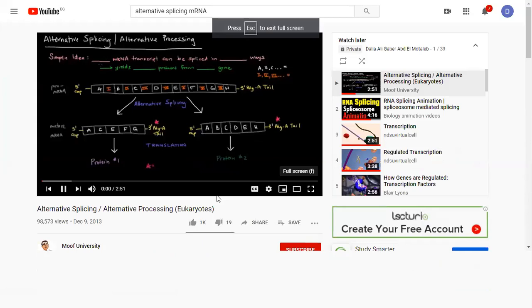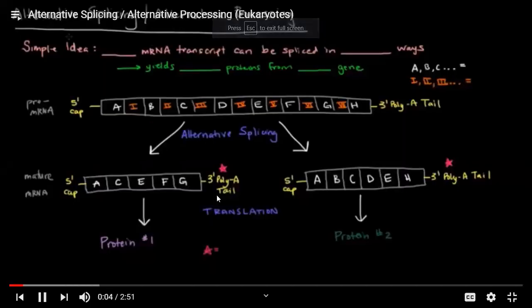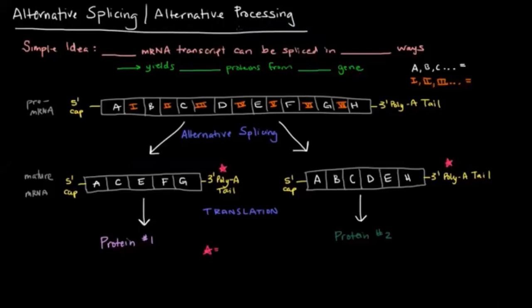In this video, I want to talk a little bit about what alternative splicing is. Alternative splicing, otherwise known as alternative processing, the simple idea of it is simply that we can take the same mRNA transcript and it can be spliced in different ways. Now, why is that significant? Because this yields different proteins from the same gene. One gene will give you one particular mRNA transcript, but then once you have that mRNA transcript, if you can splice it in different ways, those mature mRNAs will be different, and different mature mRNAs will yield different protein products.